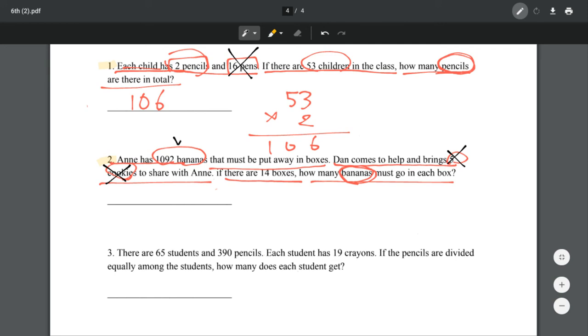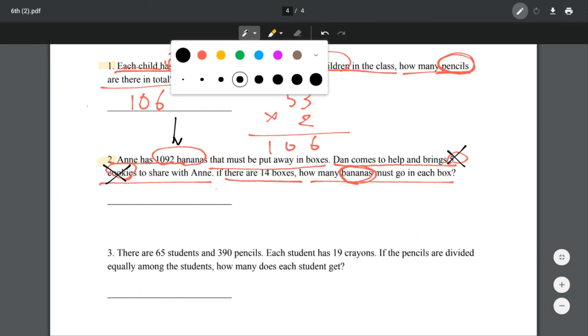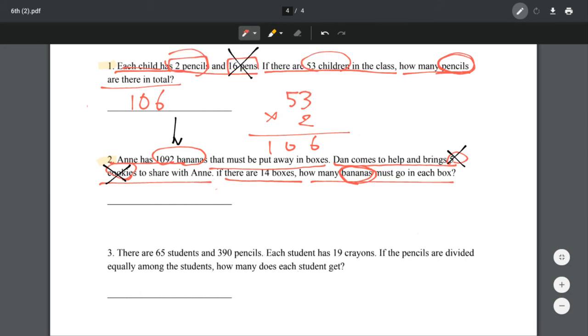We're just going to focus on the fact that Anne has 1,092 bananas. What are they looking for? They're trying to figure out how many bananas must go in each box. And so we must divide. So 1,092 divided by 14.